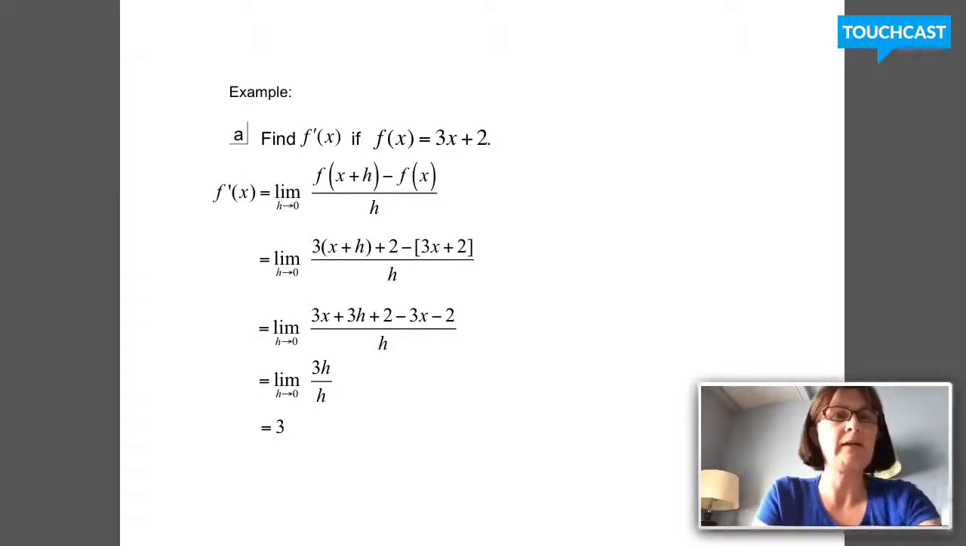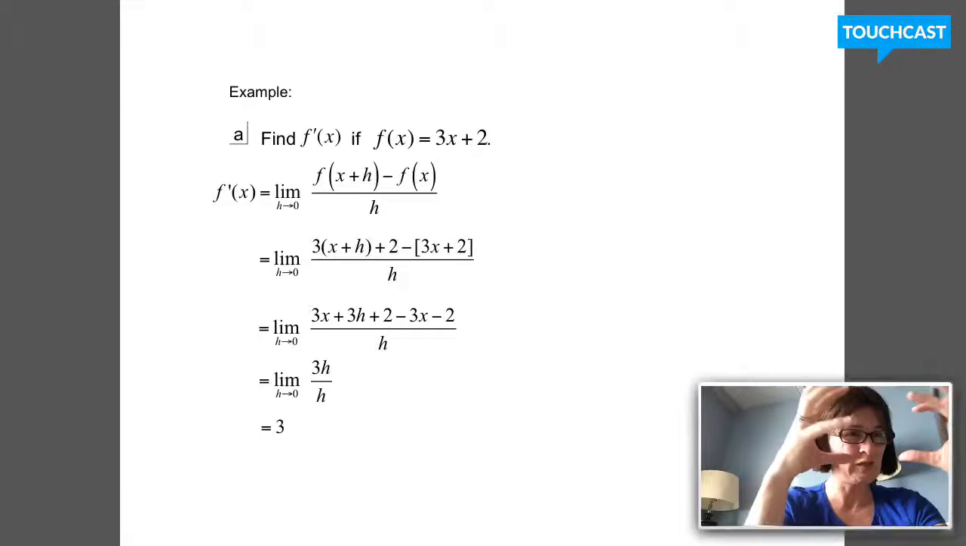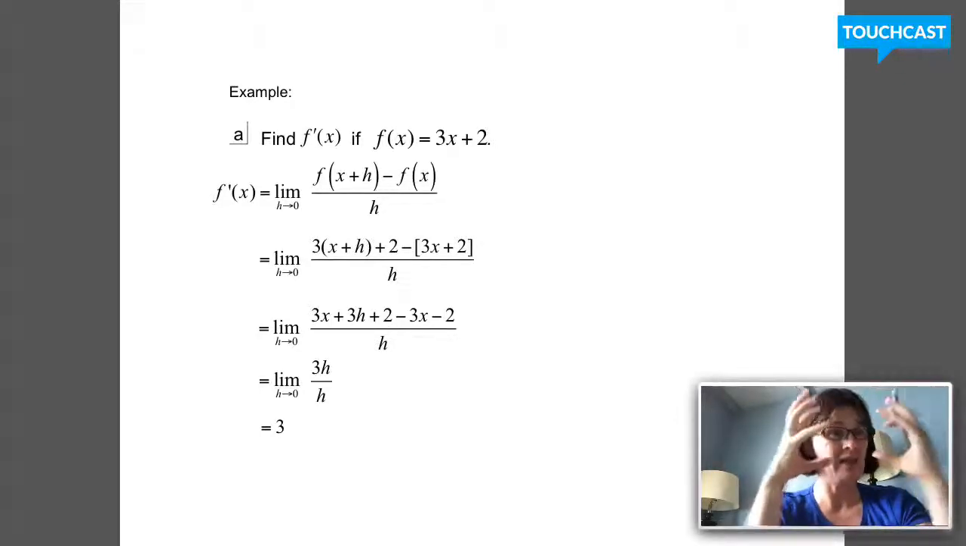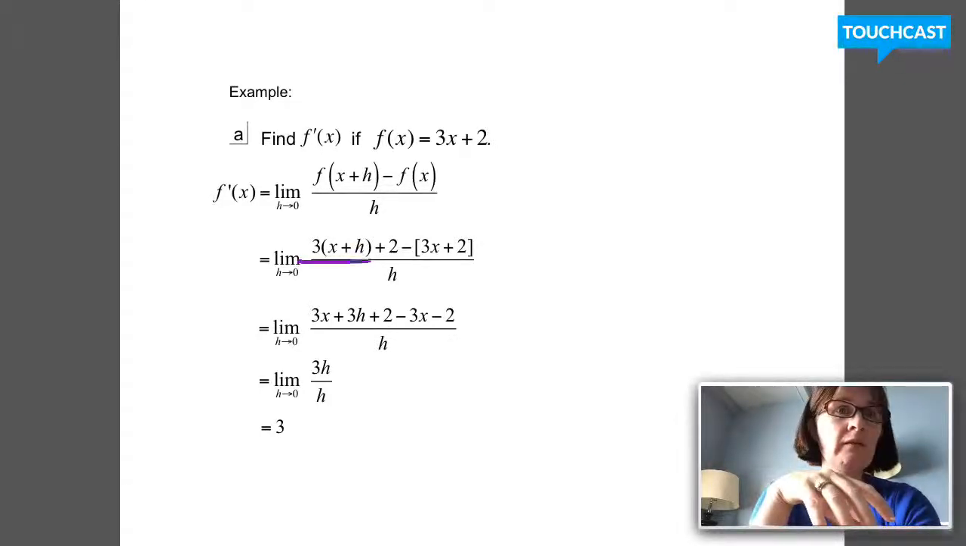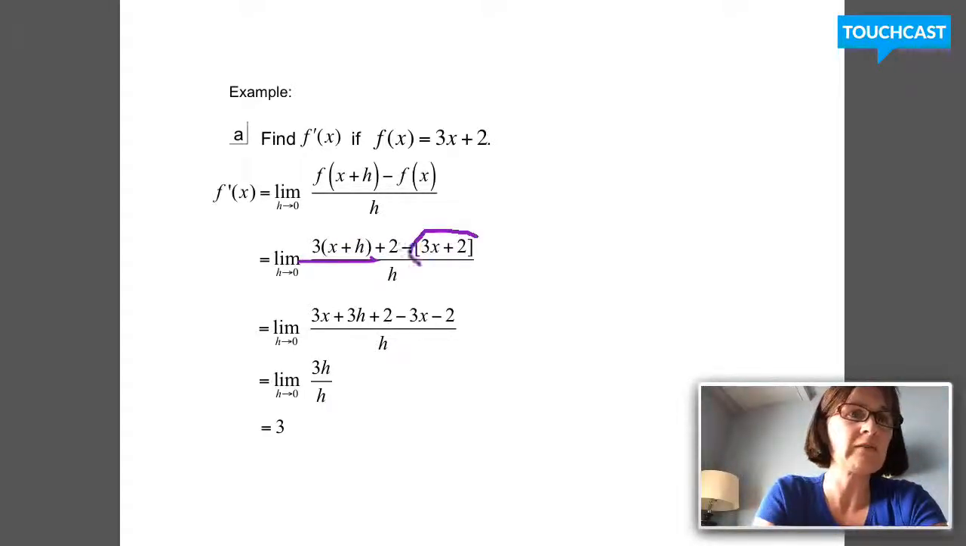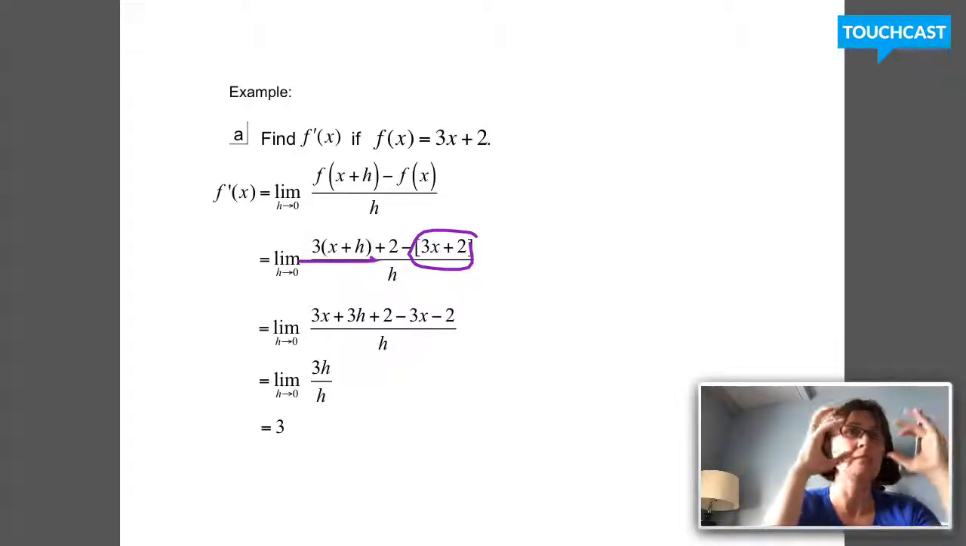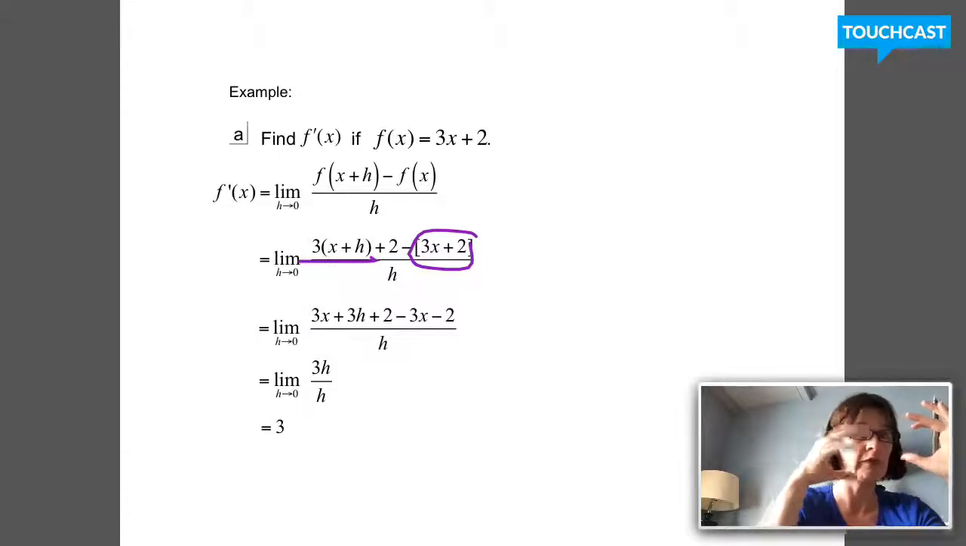So I'm going to write down my expression for the derivative. I'm going to substitute into the function. So my function takes x and multiplies it by 3, then adds 2. So if I need to put x plus h into that function, I'm going to take x plus h and multiply it by 3, and then add 2. And I'm going to subtract just regular old f of x. After that subtraction sign, you have to remember that we're going to need to distribute the subtraction. So that whole second piece, my f of x, that 3x plus 2, I put inside brackets. So remember to distribute the subtraction.